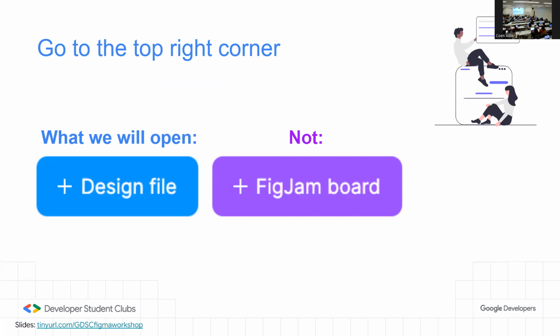So what you want to do is open the design file and not the purple button, which is called the FigJam board. Basically, the difference is the FigJam board is just like a whiteboard used for brainstorming before you actually get started on the wireframing. But because I already have a set idea for you that we will recreate, you can just jump into the design file. And give me a thumbs up when you are ready. Okay. So it seems like most people are ready.